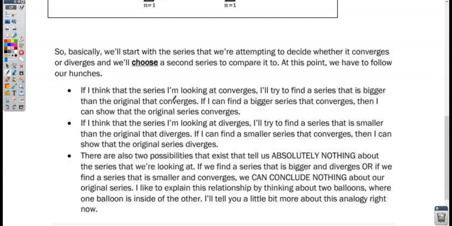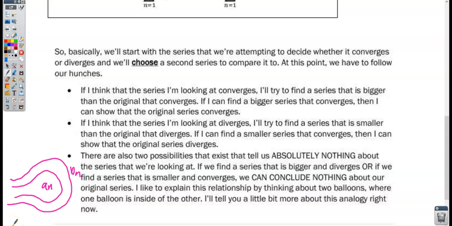All right? I always think about this as two balloons. The bigger series and the smaller series. We said b sub n was the bigger series and a sub n is the smaller series. If the outer balloon, the bigger series, blows up, gets bigger and bigger and bigger, what does that tell us about the balloon inside of it? It doesn't tell us anything. So that's why when we have a bigger series that diverges, that tells us nothing about the smaller series.